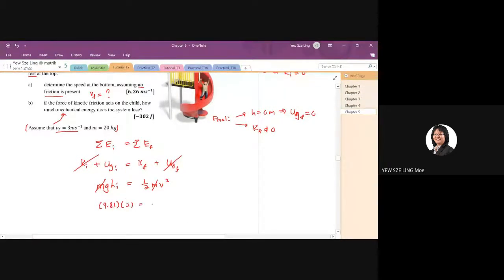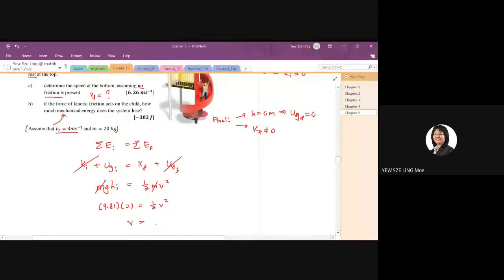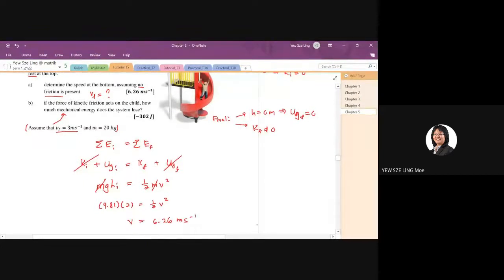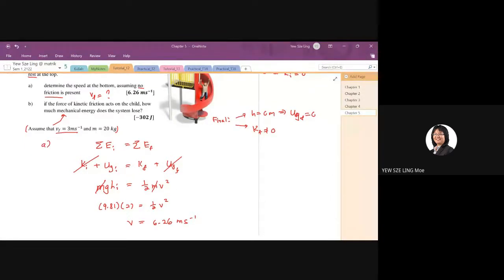So 9.81 times 2 meters equals 1/2 v squared. So v is equal to 6.26 m/s. That is for question A. Question A, still no energy loss. Now let's look at question B.